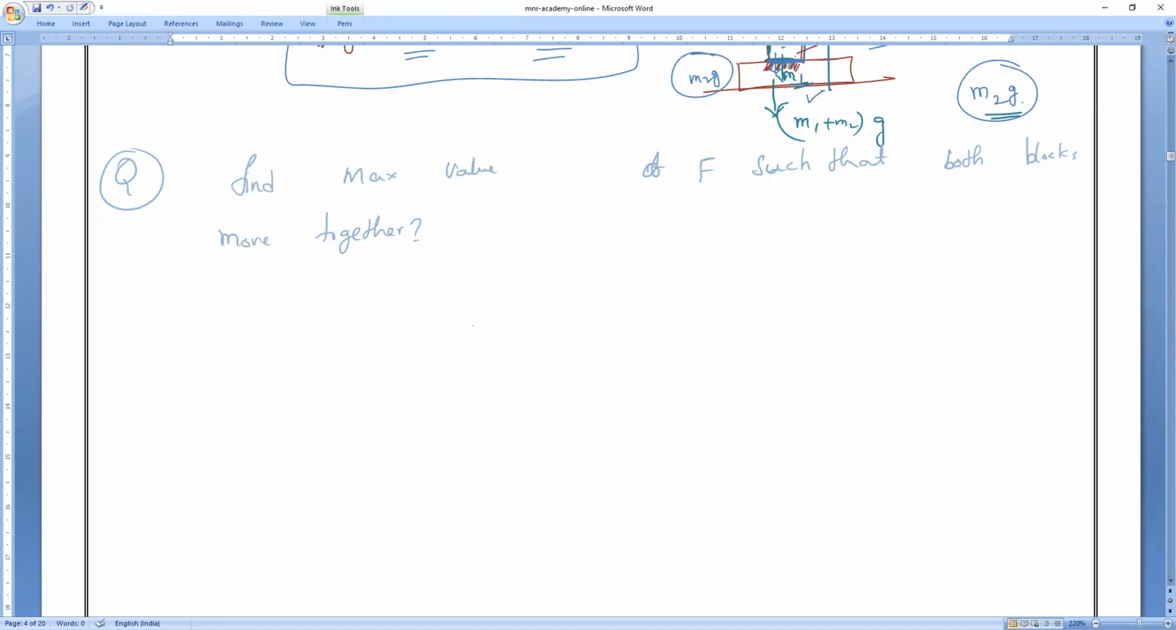So the given question is, there is a block of 10 kg and there is a surface. So the surface you should also draw. This is the surface. Next, there is another block which is 5 kg. Okay, guys? Please respond.